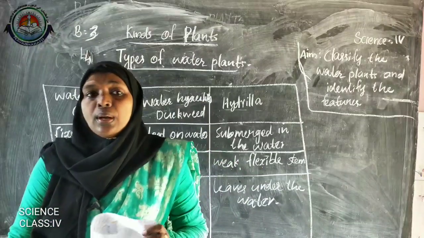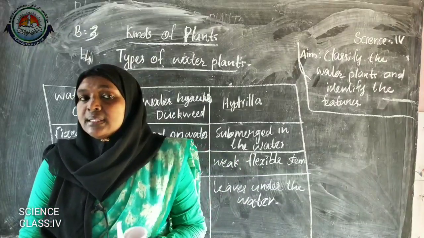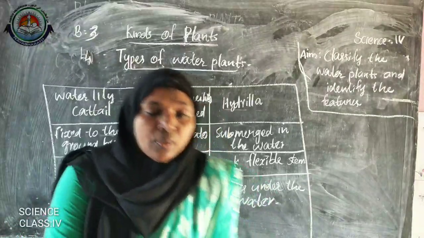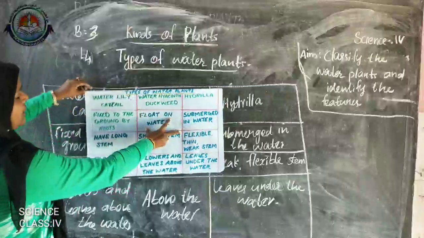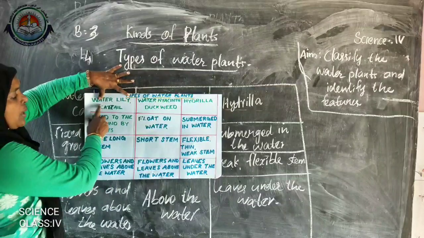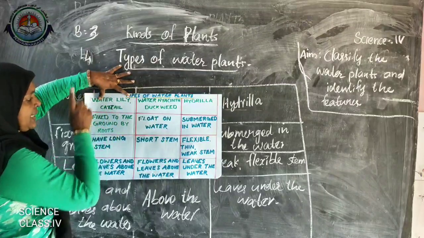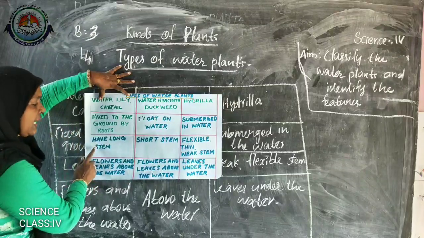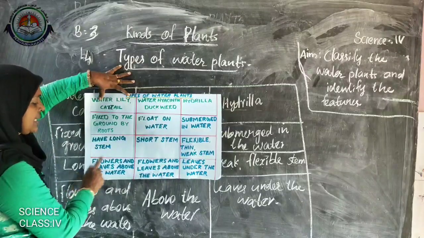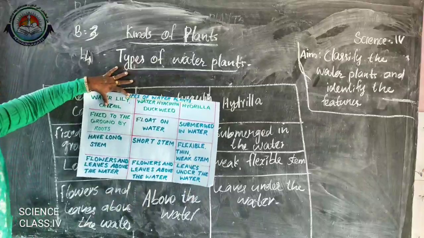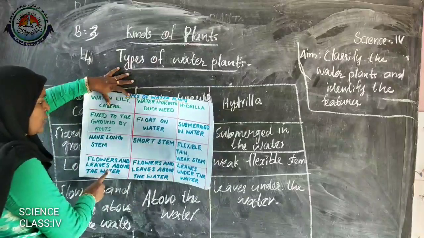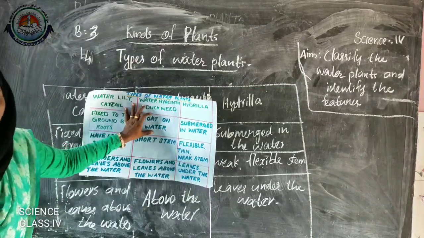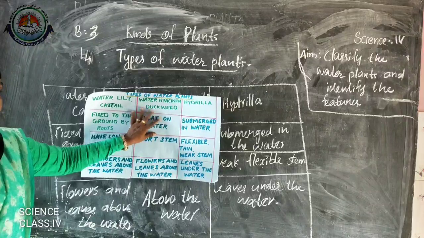Okay, all of you got the idea of this lesson, the classification of water plants. Once more, you have to check it. Types of water plants. First one is water lily and cattail. They are fixed to the ground by their roots. They have a long stem. Their flowers and leaves are above the water. These types of plants are called fixed water plants.